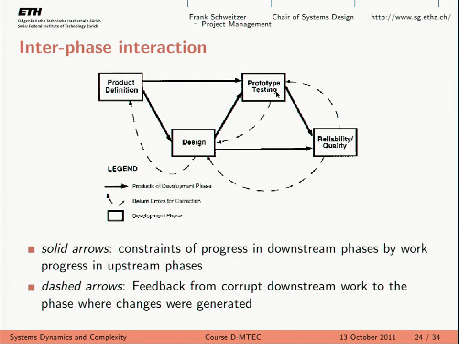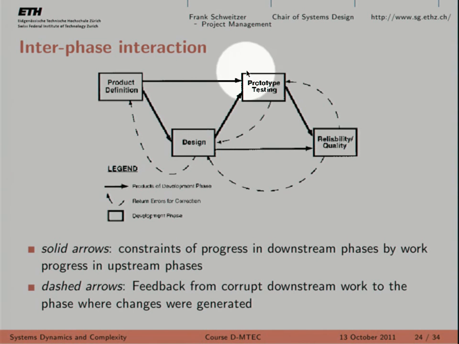Let's see, do I need to go through that? Yes, quickly, actually. These are the different phases that you can have in your project. For instance, you can have product definition, design, prototype testing, and quality control. And this is basically the multi-phase project. Each phase influences each other directly, and by influence, I mean depend on each other.